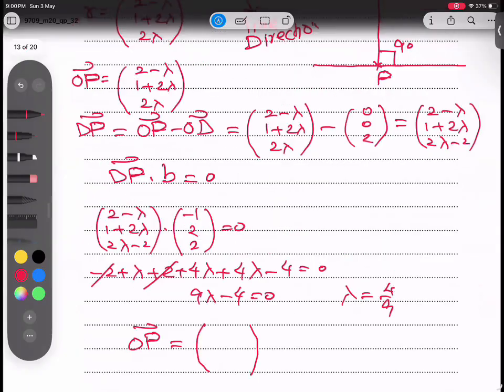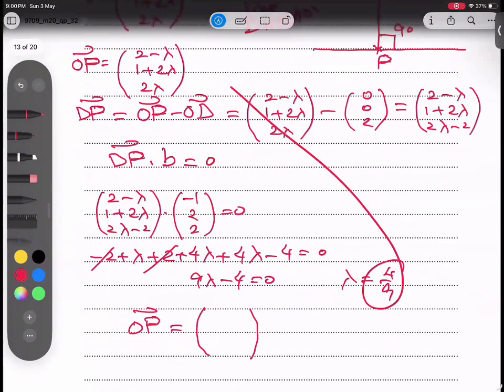So when I plug this value in here, it becomes 2 minus 4 over 9, that is 14 over 9. The second is 17 over 9. And the third one is 8 over 9. Yes, into 2. So we have done it.